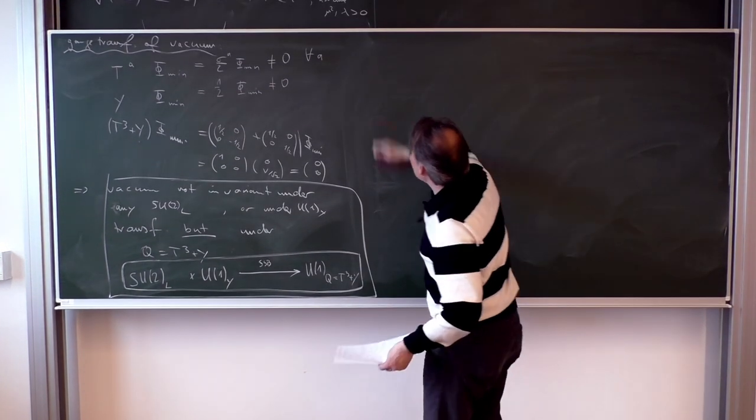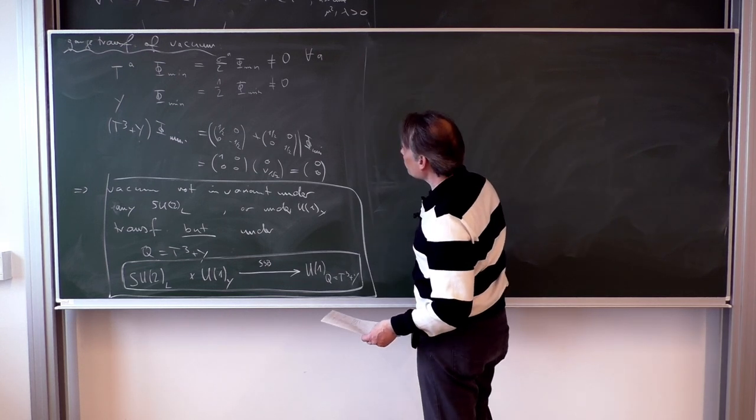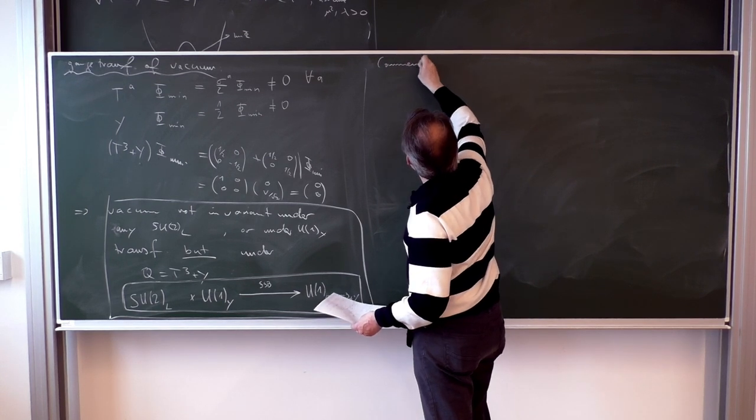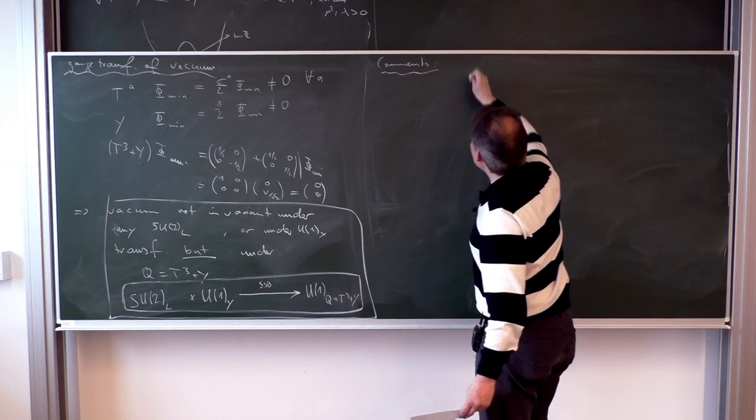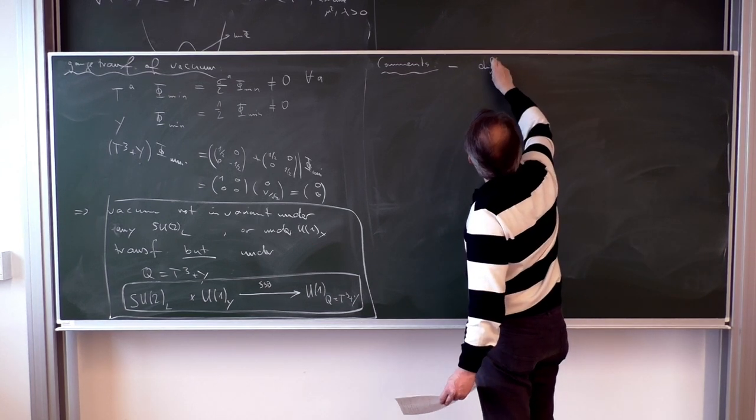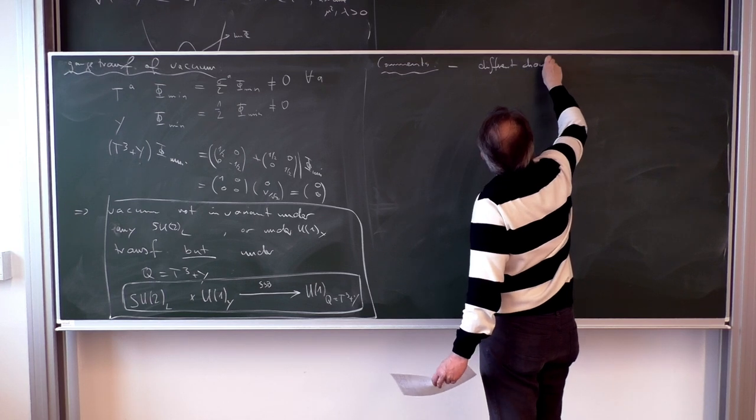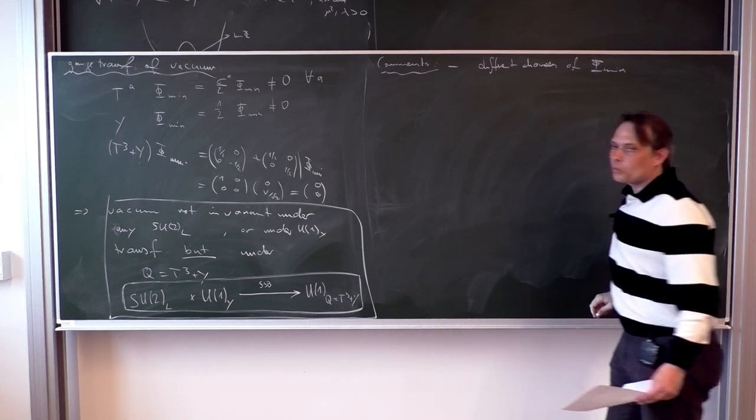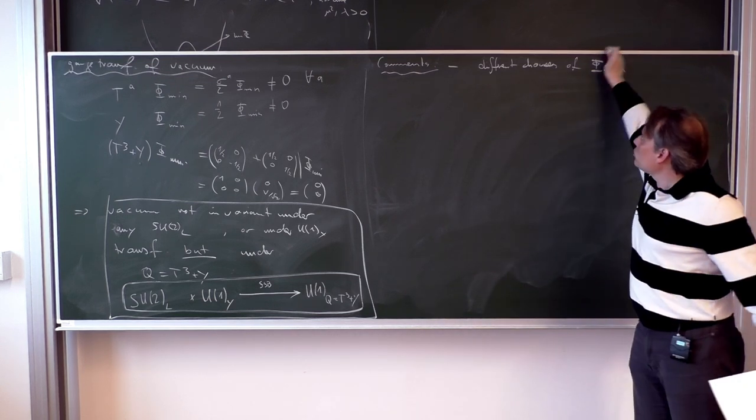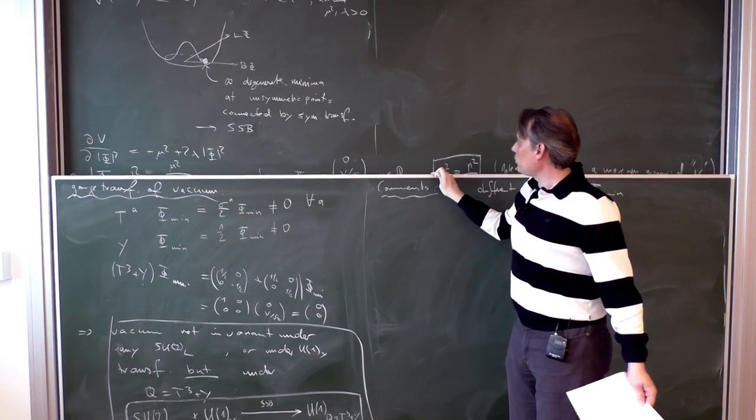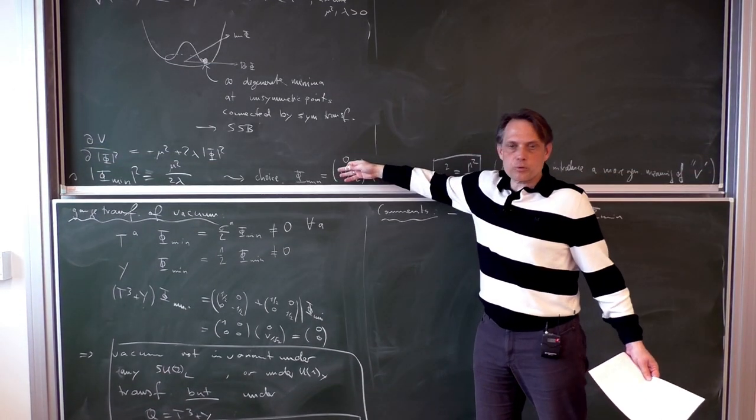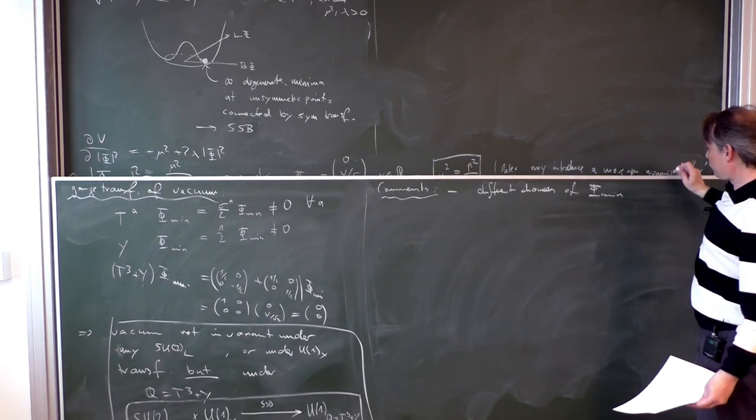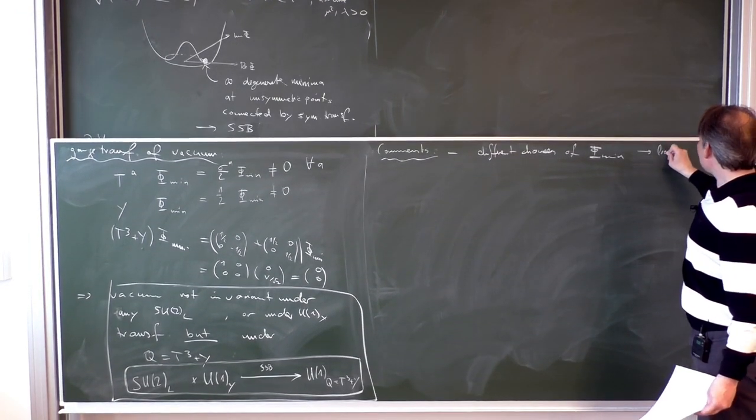Maybe let me just, in order to save a little bit of time, give some comments. So first of all, different choices of phi min would in principle be possible. You do not have to choose the minimum value in this way, such that we have a zero here and a real value there, but you could choose any other choice. They all lead to the same physics.